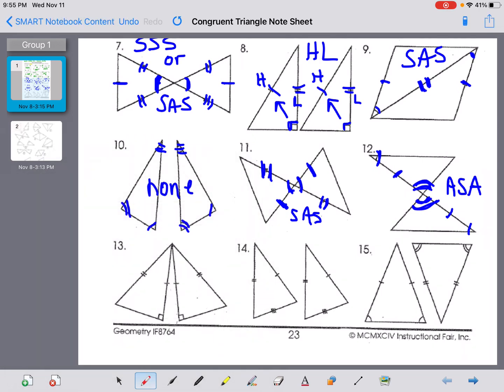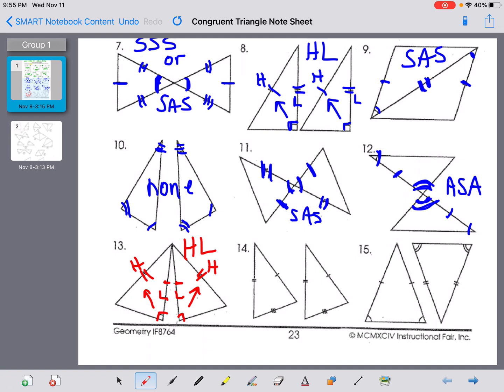All right, I do see an angle, side, and another side. Can't write that down, no angle, side, side, but I can look at the right angle, and across from my right angle is my hypotenuse, and the other side is a leg, so I can do this one by HL.